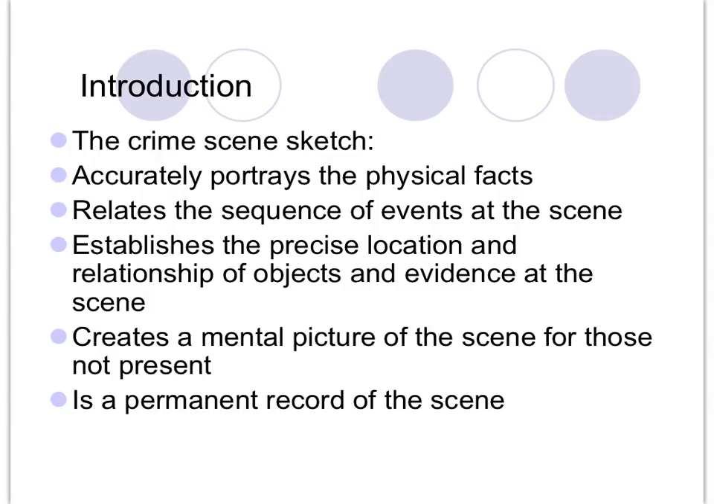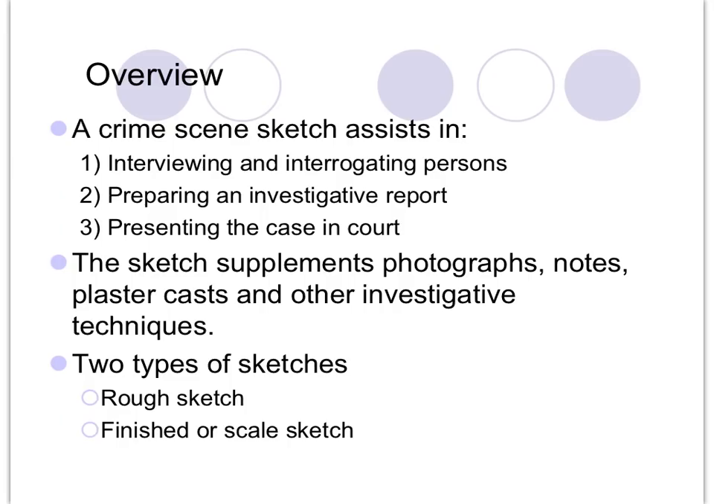So with crime scene sketches, this is just an introduction to what we need out of a crime scene sketch. One of the big uses is going to be to establish the precise location of objects and evidence. Also, to create a picture for those not present, so crime scene sketches are often used in a court of law for a jury. And it's a permanent record of the scene. What that means is once it has been finished and approved by a court, that is the legal record of what a crime scene has looked like.